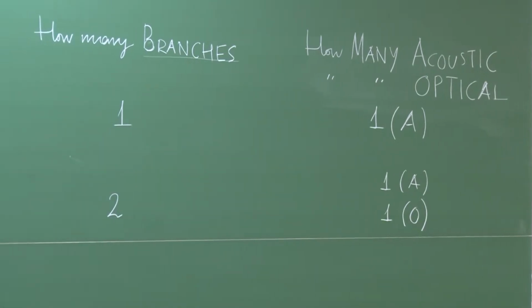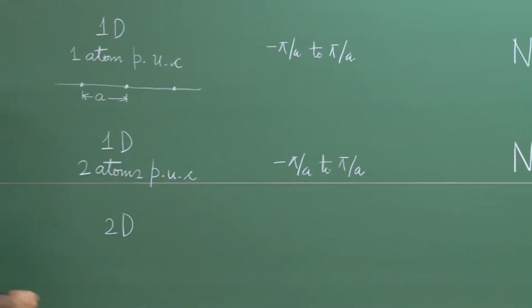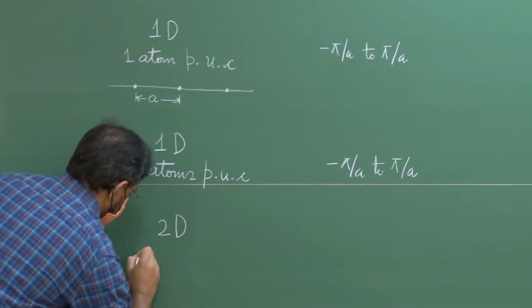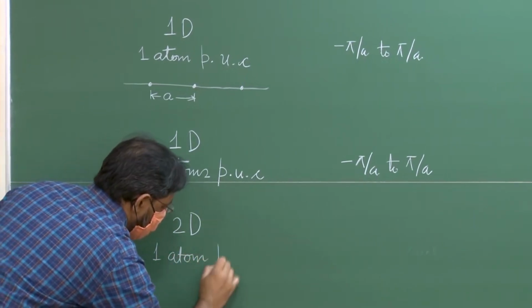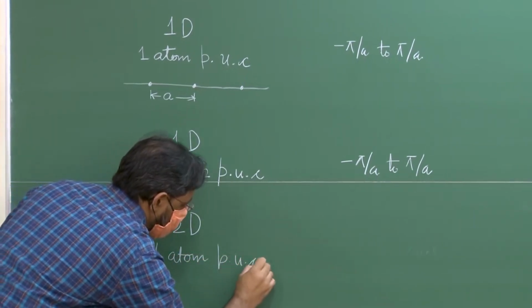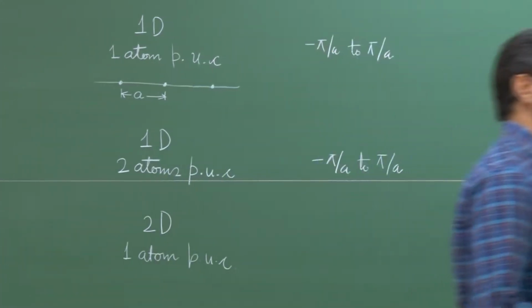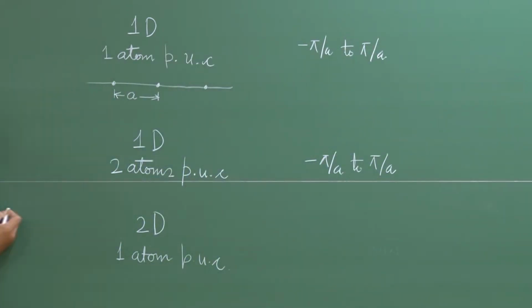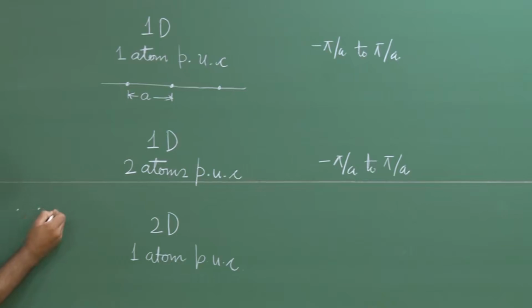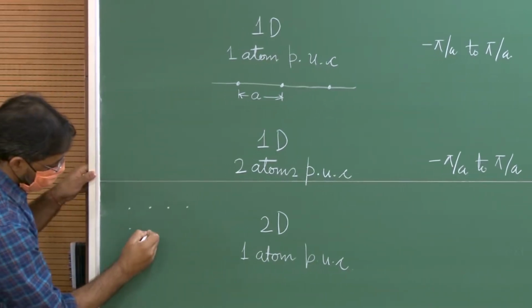Now, let us advance to a case where we have 2D, but with 1 atom per unit cell or 1 atom per basis point. Okay. So, now you are in 2 dimensions, all right. Since you are in 2 dimensions, your lattice is going to look like this. So, the spacing between the lattice points is A.